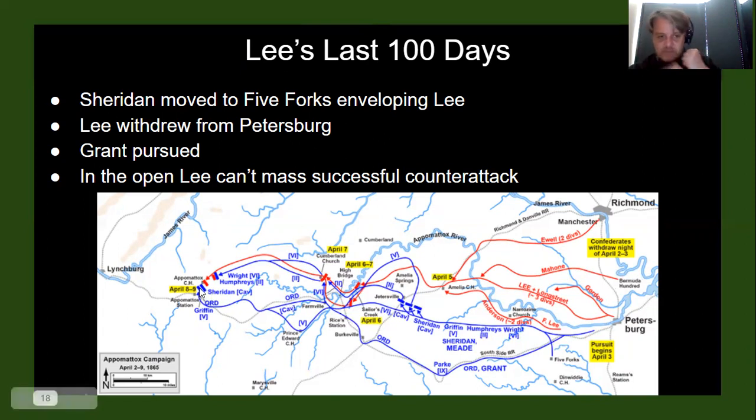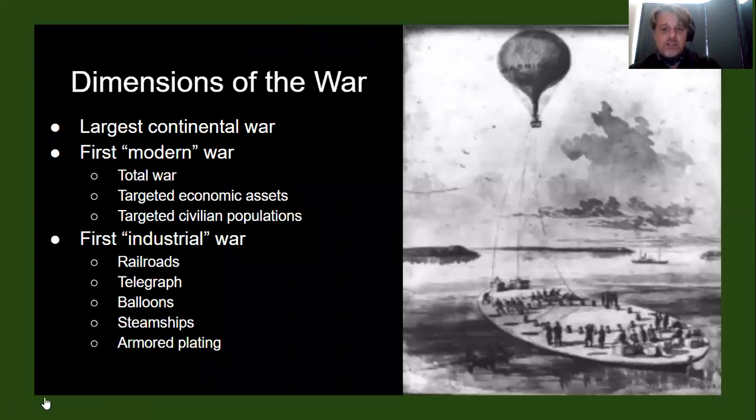He ends up surrendering at Appomattox Courthouse on April 9th, 1865. And then that's the end of the war. 4 or 5 very bitter, very bloody years, reduced to a few PowerPoint slides. All right, so what did the war entail?